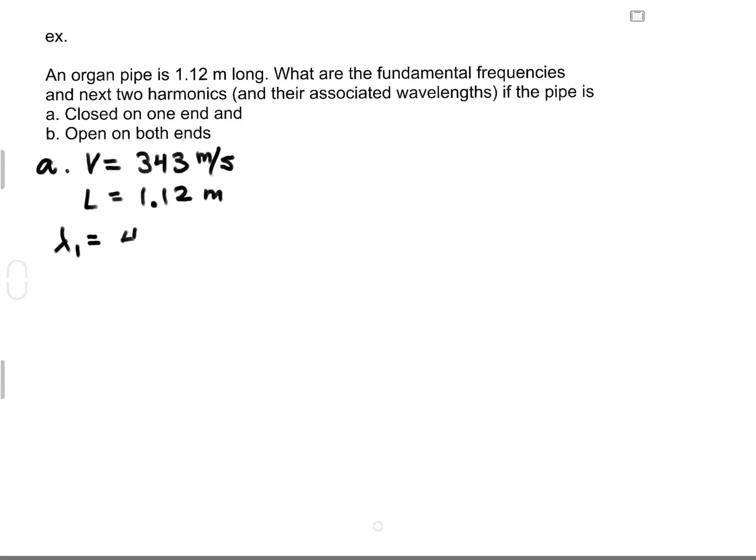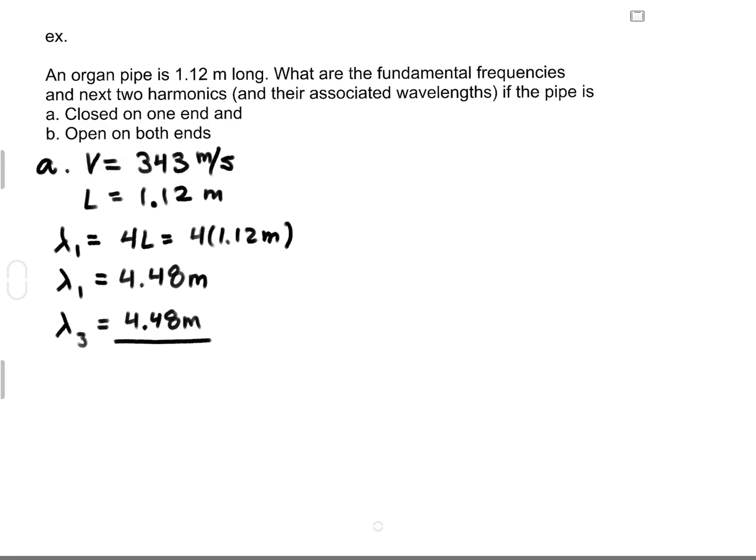That's going to be equal to 4L, or 4 times 1.12 meters. So wavelength 1 is going to be, doing some math here, 4.48 meters. That means that the next possible harmonic is going to be wavelength 3, 4.48 divided by 3. And then the next one after that would be wavelength 5, 4.48 divided by 5.